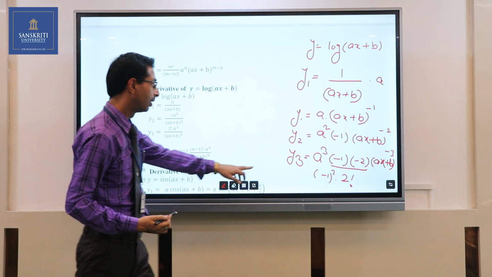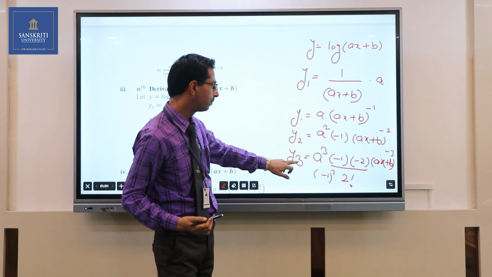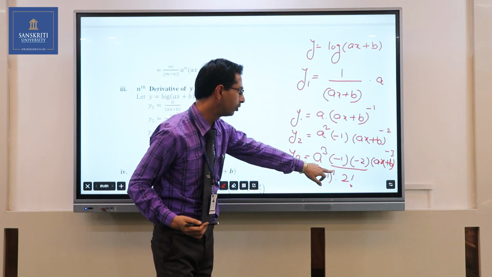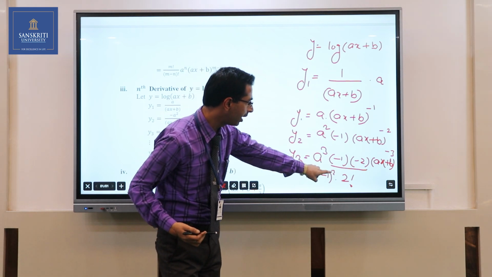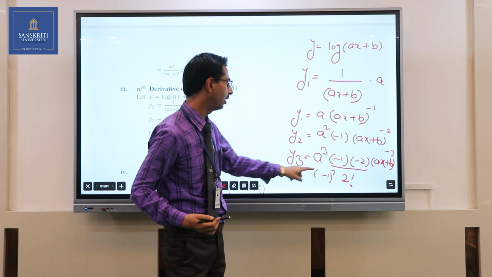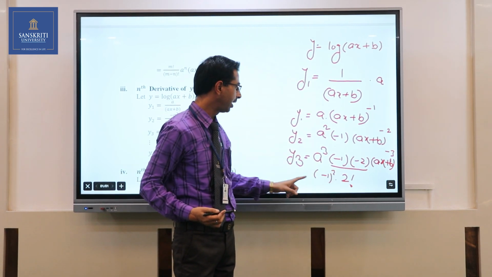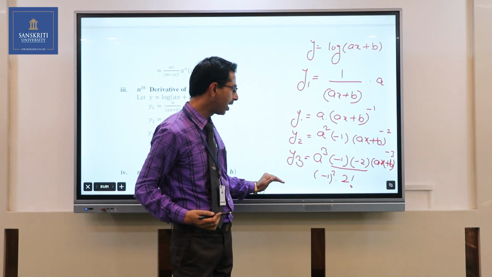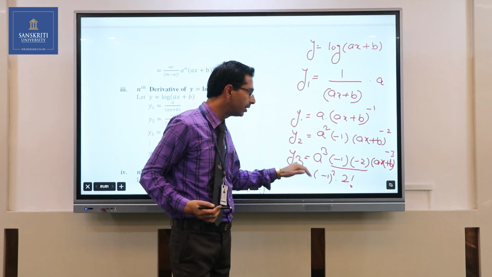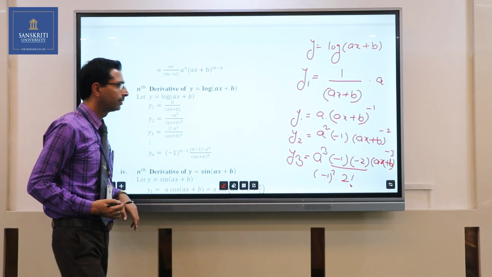Is it clear? Because for y3 we get minus 1 to the power 2, and similarly for yn we get n minus 1. Similarly for y3 we have 2 factorial, in y4 we have 3 factorial, and in y5 we have 4 factorial. Similarly yn is equal to n minus 1 factorial.